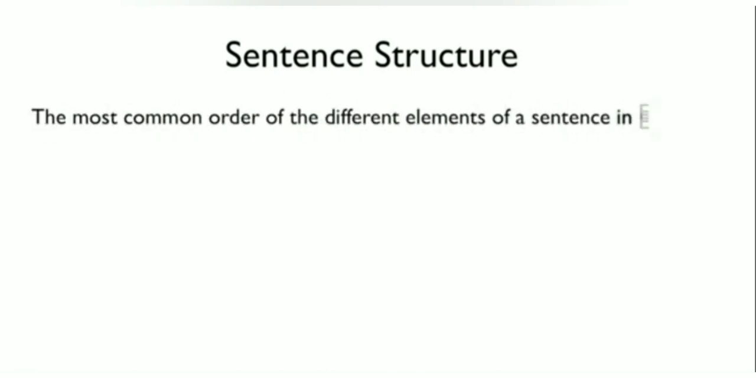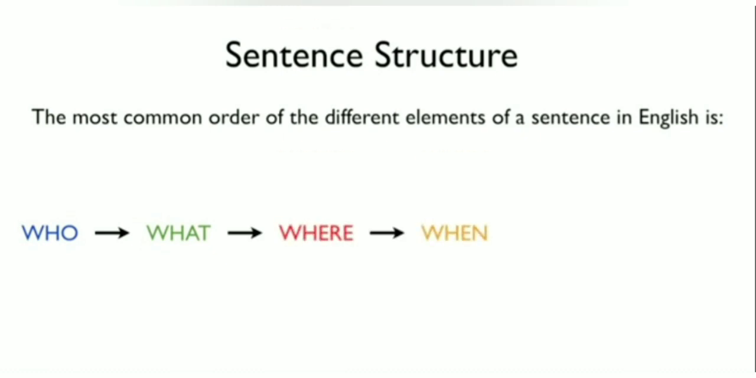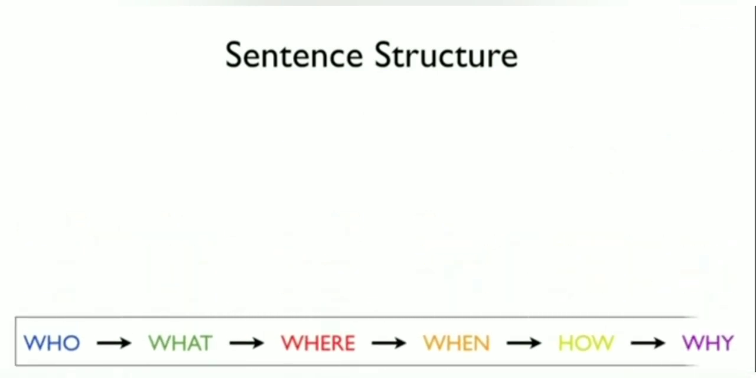Welcome to today's class. Today what we're going to see is word order. Sentence structure. The most common order of the different elements of a sentence in English is who, what, where, when, how, and why. This is the order of a sentence structure. Who, what, where, when, how, why.